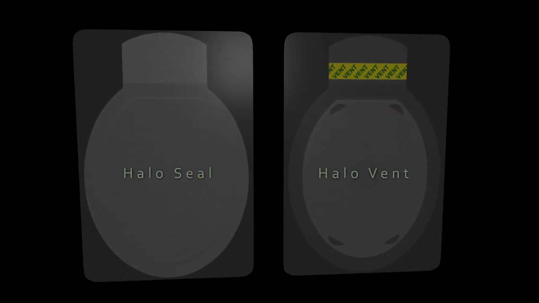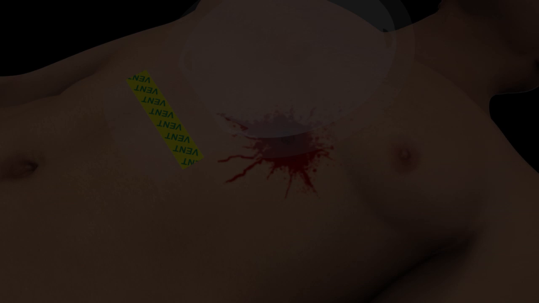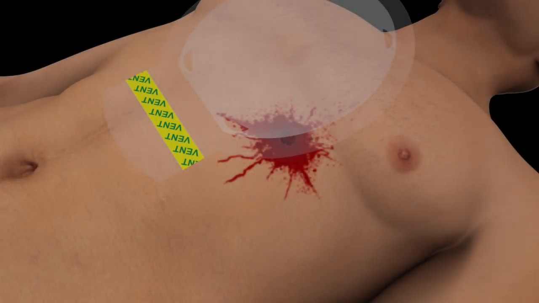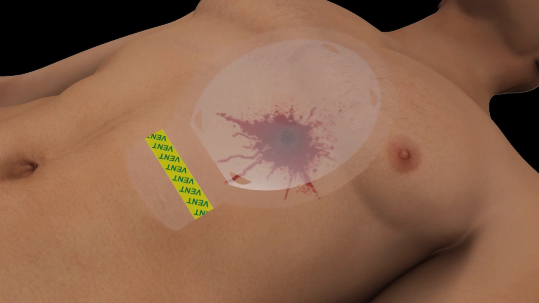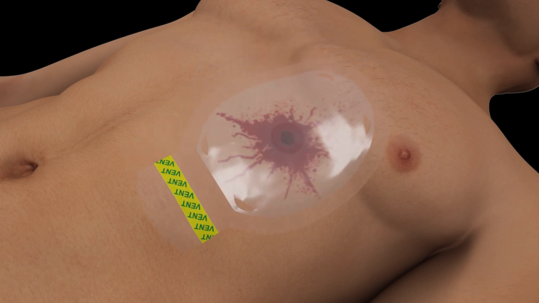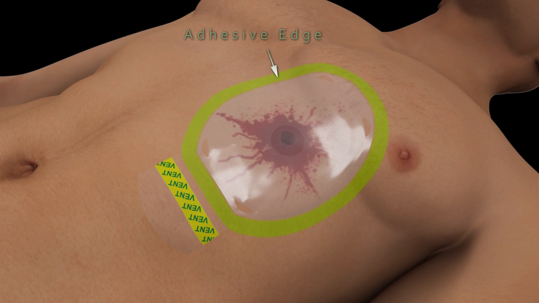The halo dressing is removed from the resealable packet and the protective film is removed from the back of the dressing. The central window of the sticky gel dressing should be centered over the chest wound, and the edges of the dressing should be firmly applied to the chest to ensure a complete seal.